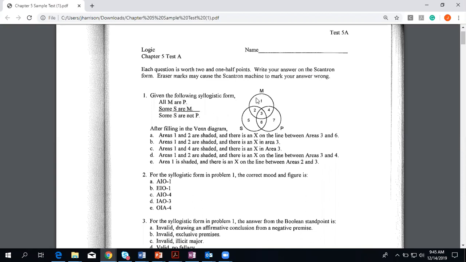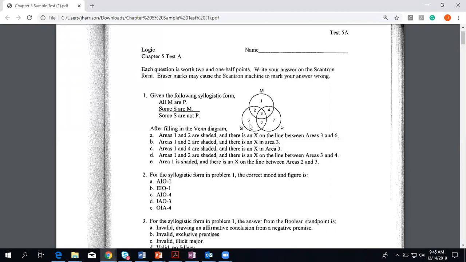To say all M are P, we look at the M circle and the P circle, and we shade. Remember, when you shade, you create emptiness. So we would shade 1 and 2, leaving 3 and 4 open, where all the M's are P's.